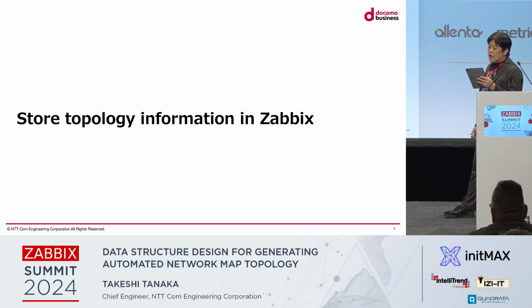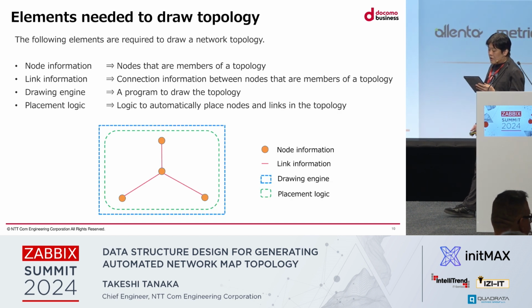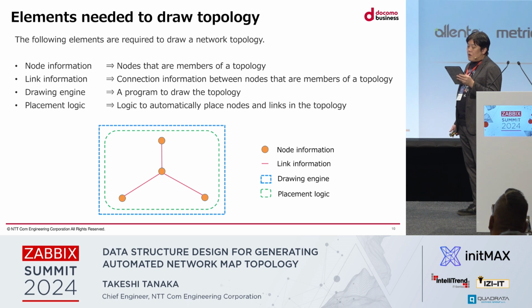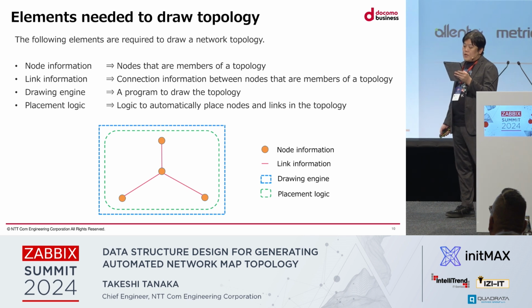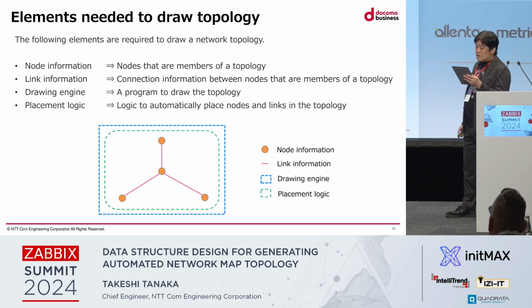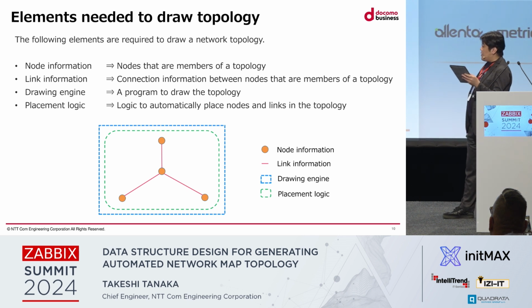This section describes how to store the information needed to generate the network topology in Zabbix. To draw a network topology, 4 elements are required. First, network node information. This is information about the hosts in the network topology. This includes information to be added to the host. Second, link information. Connection information between hosts. This includes information to be added to the link.